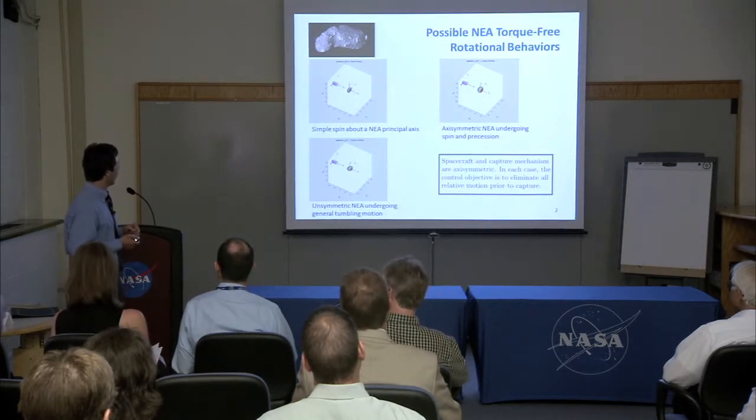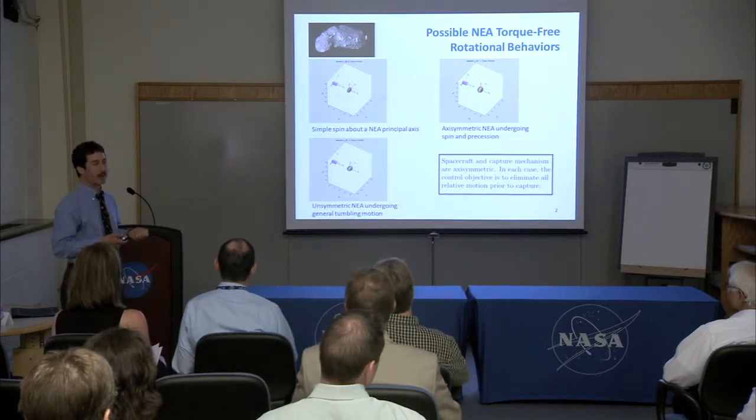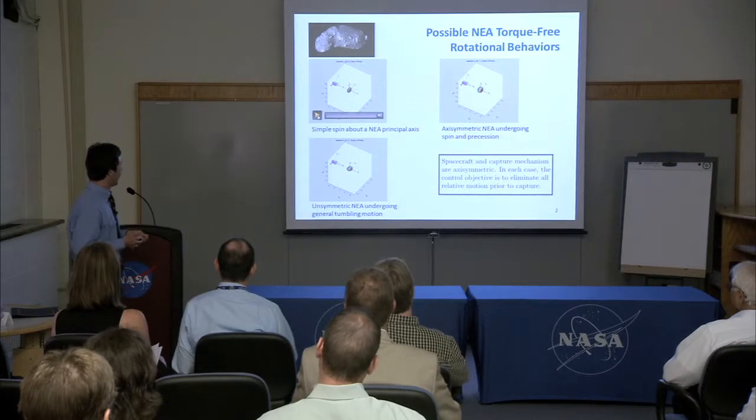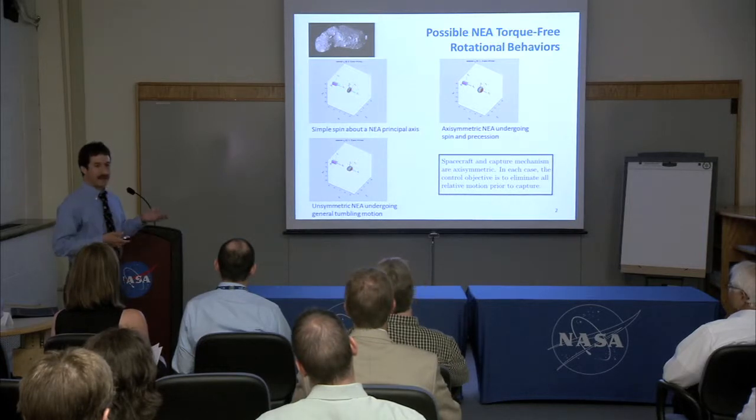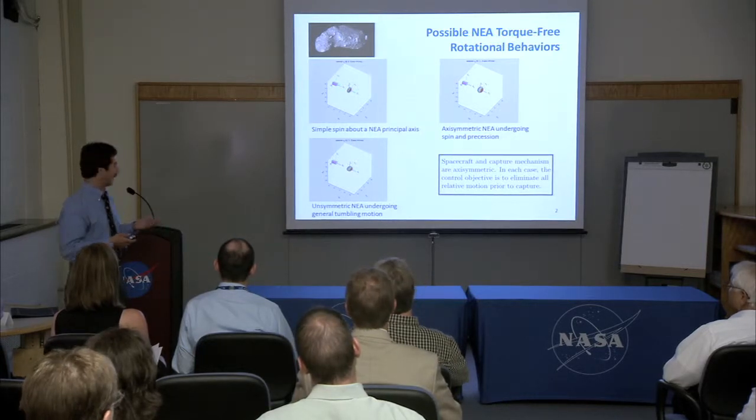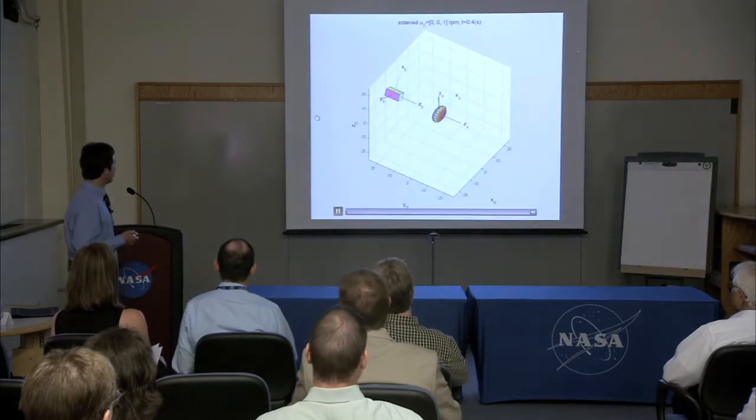And the last animation is going to show you the most general possible motion for a torque-free rigid body, and that applies when the body has three distinct principal moments of inertia, and that motion is called tumbling. So let's look at the first animation.